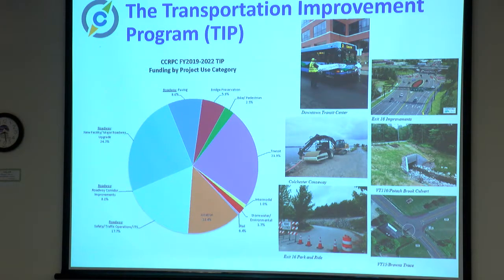It has, yeah, so it's multimodal. What we said before has a whole lot of different types of projects. I just threw this in here. We don't really have to talk about this tonight. We did talk about this a couple months ago, but we have transit projects, bike and pedestrian projects, the exit 16 parking lot in the bottom, some intersection work, 15 bronze trace, culverts, exit 16 improvements, so a whole variety of projects.